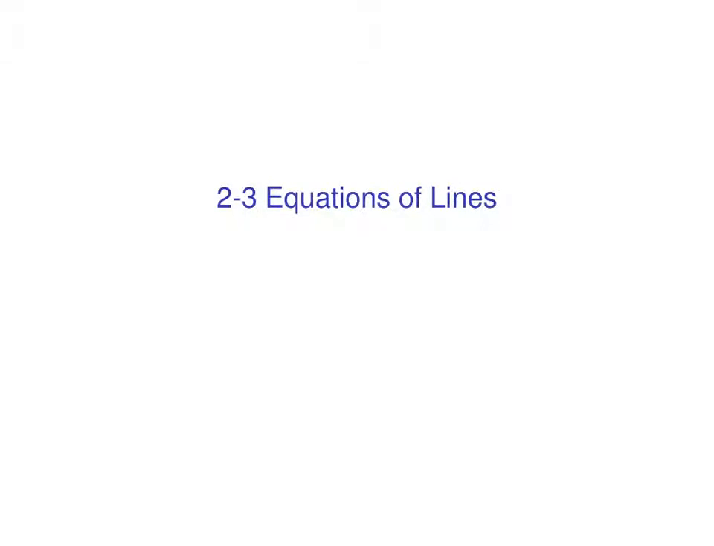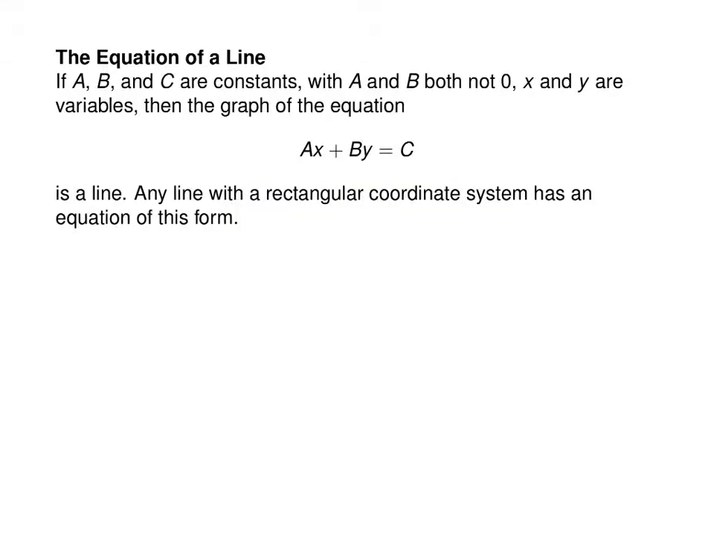So in this lesson, we're talking about finding equations of lines. Here is the first equation of a line that your textbook gives. It says if A, B, and C are constants with A and B both not zero, and X and Y are variables, then the graph of this equation is a line.